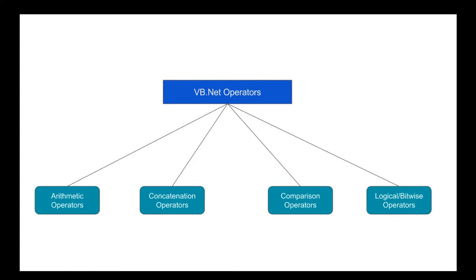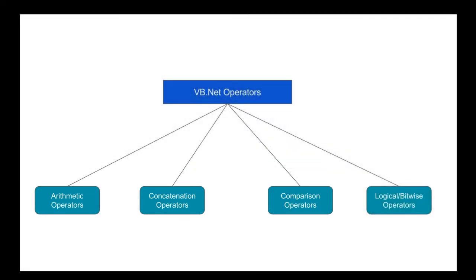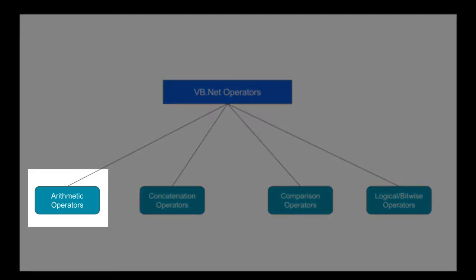Comparison operators compare two expressions and return a Boolean value representing the result of comparison. Then lastly, we have logical and bitwise operators, and these operators combine Boolean or numeric values and return a result of the same data type as the values. In our program, we will learn about arithmetic, concatenation, and comparison operators. And in today's lesson, we will cover the topic of arithmetic operators.